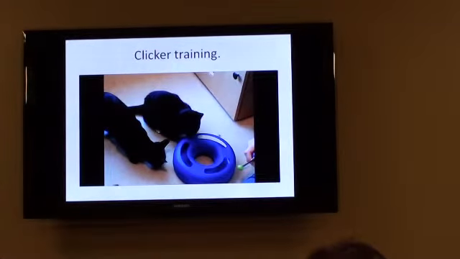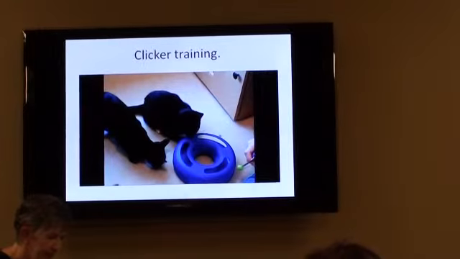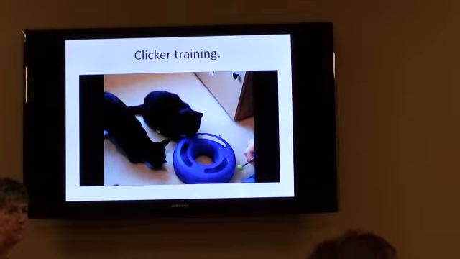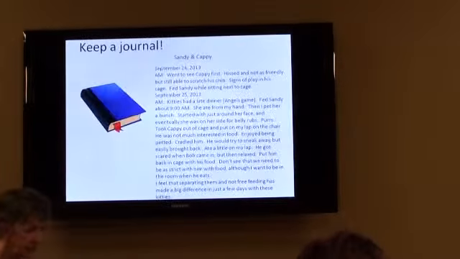Like, I don't care about your little stupid clicker. Give me the treat. And so, being treat motivated, it doesn't work. Right. We did care less about the treat. Yeah, yeah, he was so shy.